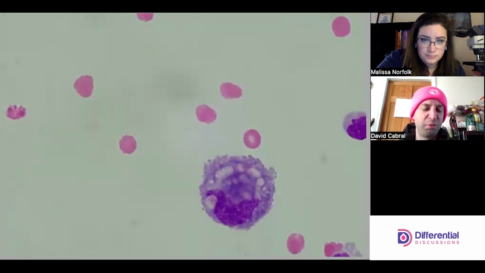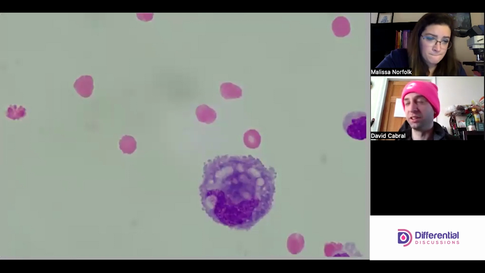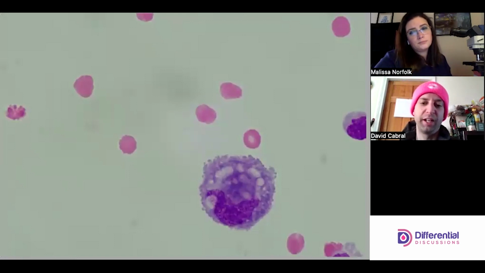So fraying, what would you think? I'm leaning more towards a monomac. So I think it's reasonable to say that this is a reactive kind of macrophage form, which you might not actually distinguish in your reporting, but yeah, I think that's reasonable.